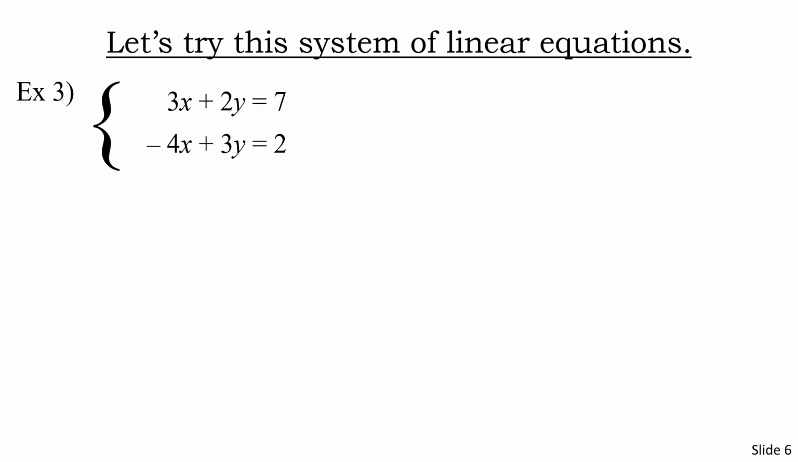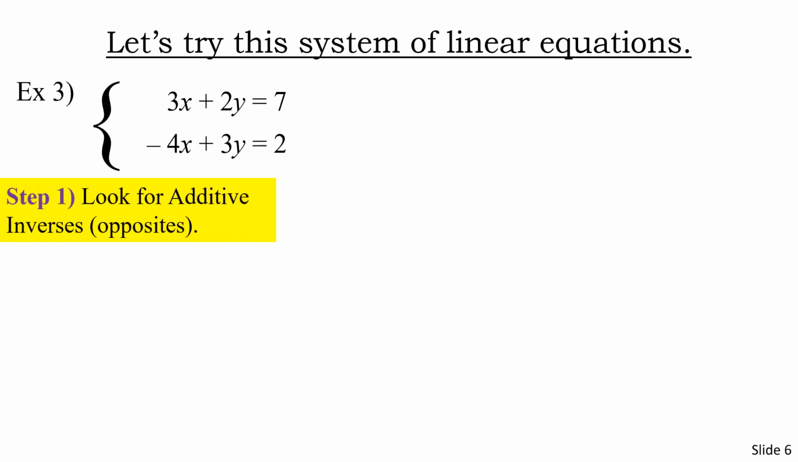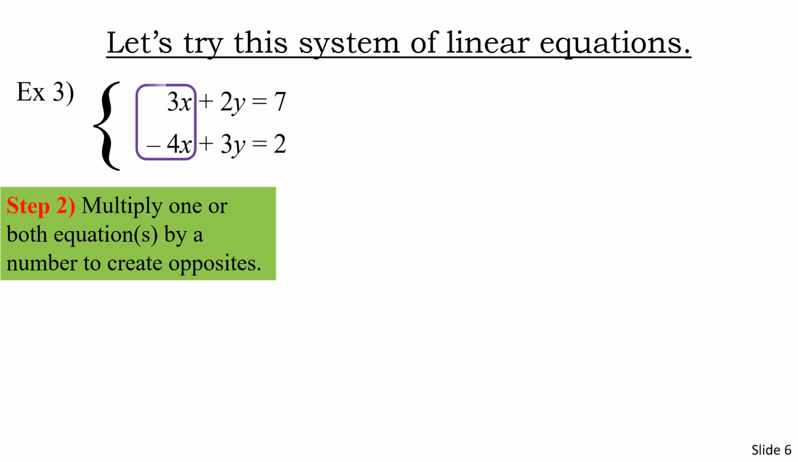Let's try this system. I don't have any opposites. 3x and -4x are not opposites. 2y and 3y are not opposites, so they don't cancel. So I need to create opposites. The x's, the least common multiple is 12. The y's, the least common multiple is 6, looking at their coefficients. So I can either make the x's go away, or I can make the y's go away.